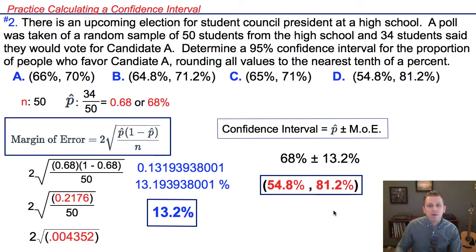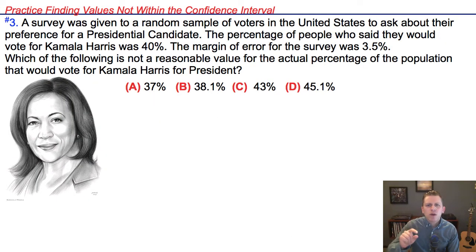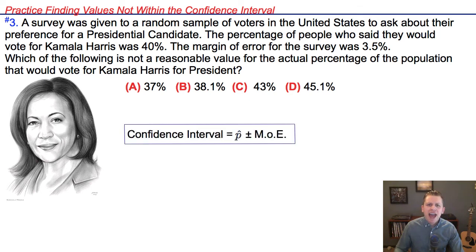Let's try another example. In this example here, what we want to do is use the information given to find which of the following values is not reasonable for the actual percentage of the population that would vote for a certain presidential candidate. What's nice about this problem is when we go to create a confidence interval, we already have a lot of the information. We don't have to calculate the margin of error by hand because they already gave it to us. They told us the margin of error was 3.5%.